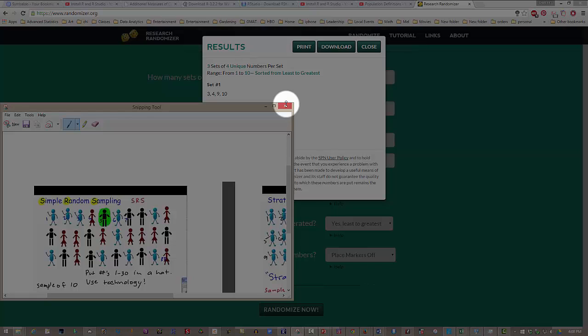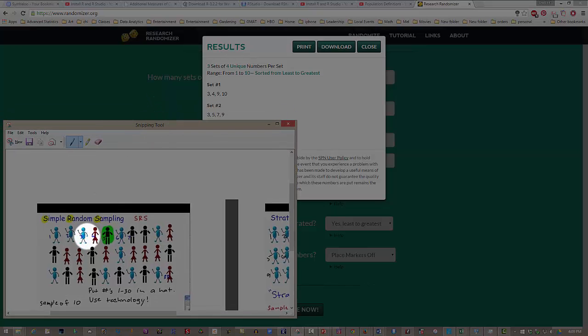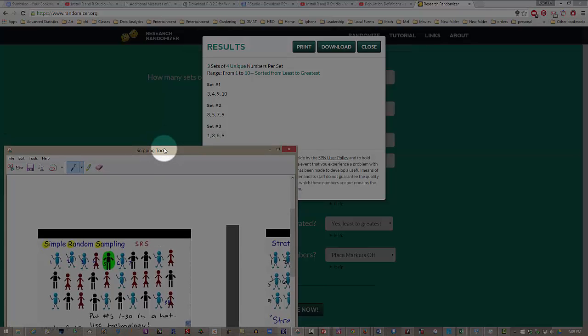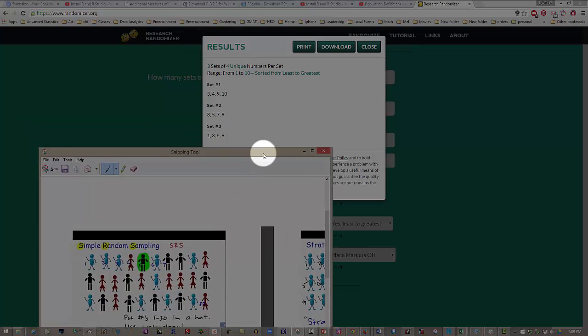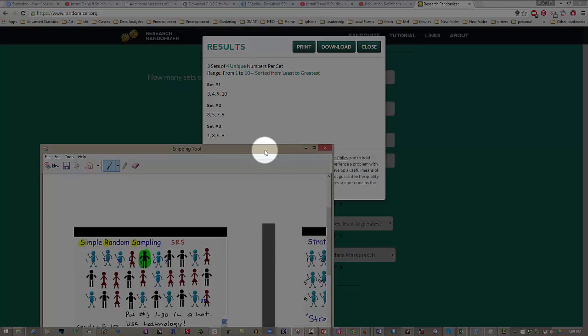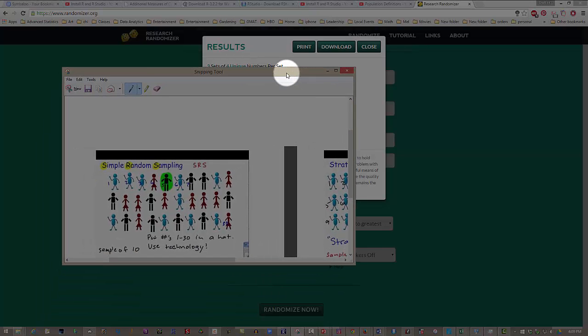In the first group, I would take the 3rd, 4th, 9th, and 10th person. In the second group, the 3rd, 5th, 7th, and 9th. And in the third group, 1, 3, 8, and 9. Okay? So 3 separate groups here, 3 separate samples, 1 from each strata.